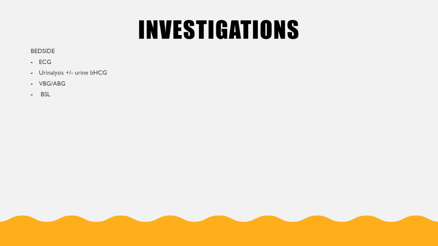And then you can do a VBG or an ABG and a BSL, as someone presenting with hypo or hyperglycemia can also have abdominal symptoms. In terms of your bloods, it will be dependent on the patient and their symptoms, but generally we like to do a full blood count, electrolytes, CRP, LFTs, and amylase and lipase in most patients presenting with abdominal pain to the ED. And then other things you might need to do, especially if you think they may need surgery, are coags and a group and hold.